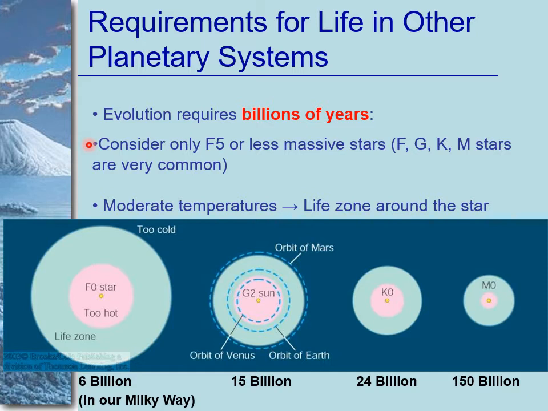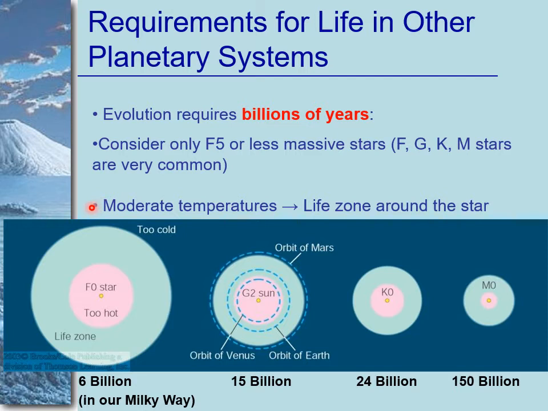So we're going to consider sun-like stars. Typically, remember, our sun is a type G star. So spectral class F, G, K, and M stars are very common in the universe. And these all last long. They last for billions of years.